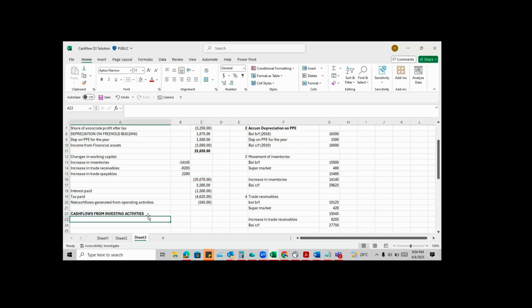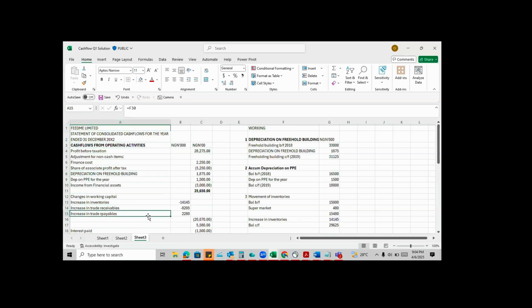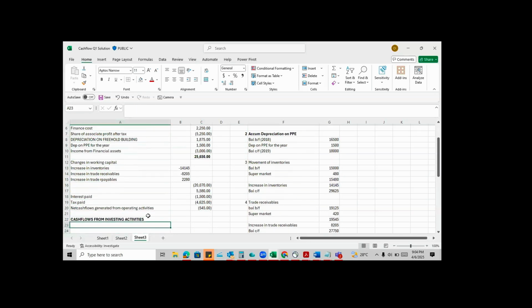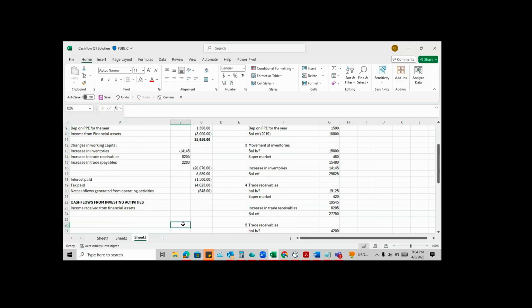All right. Cash flows from investing activities. We have financial assets. I must not forget that one. Income received from financial assets. All right. That's an investment we must have made. Maybe we bought equities of another company, for instance, or we bought bonds. We invested in bonds, so whatever we have there.